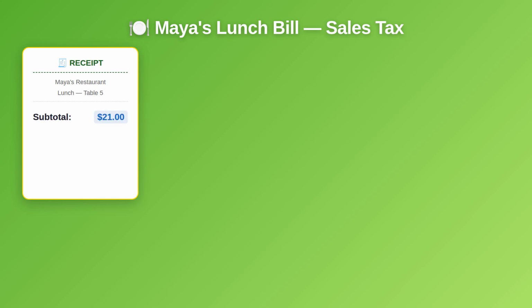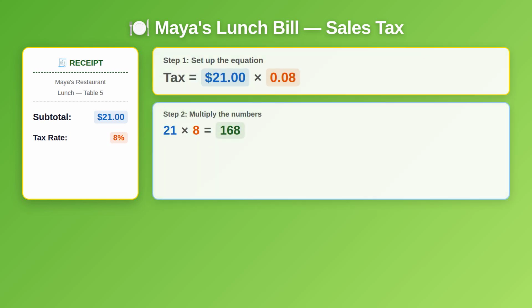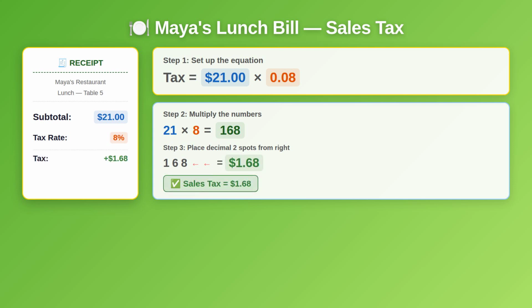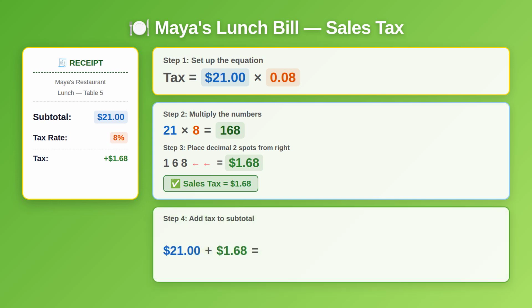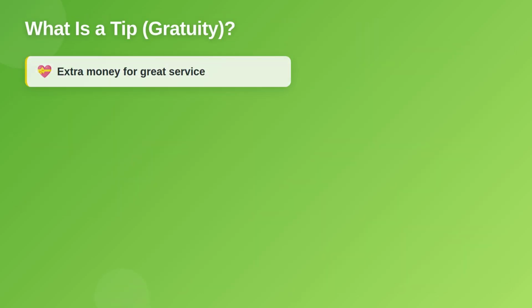Let's solve Maya's exact problem. Her lunch subtotal, that's just the food, comes to $21. Her state sales tax is 8%, which we already know equals 0.08. So we multiply $21 times 0.08. Let's work it out. 21 times 8 equals 168. And since we multiplied by a hundredths decimal, we place the decimal 2 spots in, giving us $1.68. Finally, $21 plus $1.68 equals $22.68. That's Maya's total with tax.